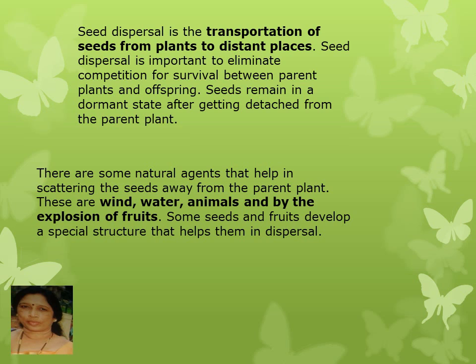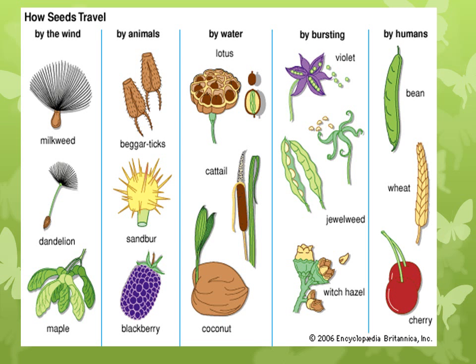Some seeds and roots develop a special structure that helps them in dispersal. Once again, what are the structures that help in the dispersal? By wind, by animals, by water, by bursting, by humans. Watch each and every picture meticulously.